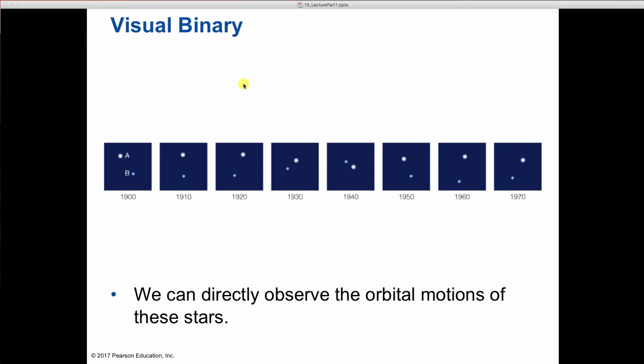In a visual binary, here's an example of a picture taken in the year 1900, for example, of star A and star B. And over time, you can see how the stars are changing position. If you look for some kind of repetition, if you compare the picture of 1900 to the picture of 1950, they look nearly the same, almost identical. And so the period, the amount of time it takes for the stars to orbit each other once, is about 50 years. And if you took the pictures really carefully, let's say every month, you could really pinpoint the orbital period of those two visual binaries.